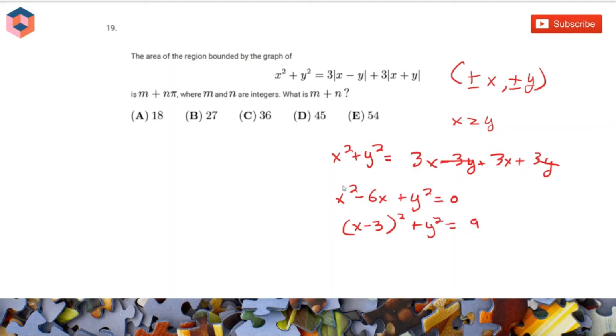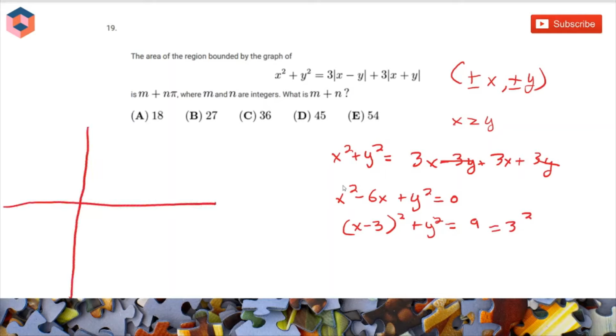Now this is just the equation of a circle, and you can watch our video on that if you want to know more about that. But that's the equation of a circle with a center of (3, 0), and a radius, so let me write this 9 as 3 squared, and a radius of 3. So let's try graphing this.